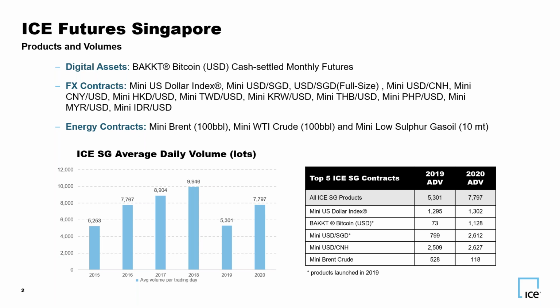So our top 5 products on ICE Futures Singapore is, of course, our mini US dollar index. We get about 1,300 over trades a day. Of course, our Bitcoin, which is very popular right now, we are looking at about over 1,000 contracts a day, as well as our dollar Sing futures contract, FX futures contract, our dollar CNH futures contract, also very popular on our ICE Futures Singapore.